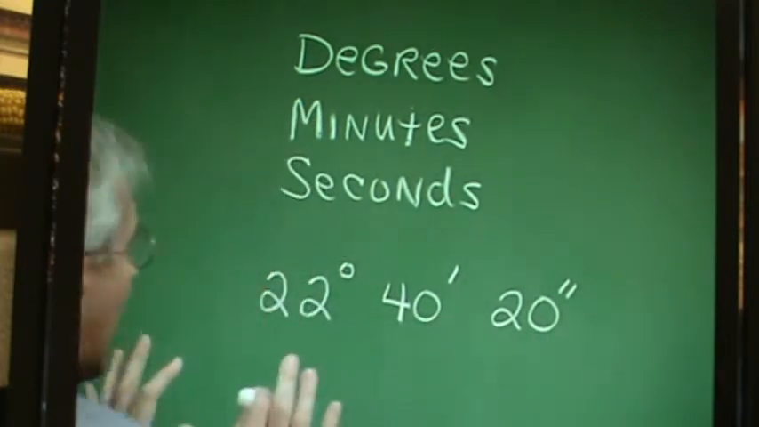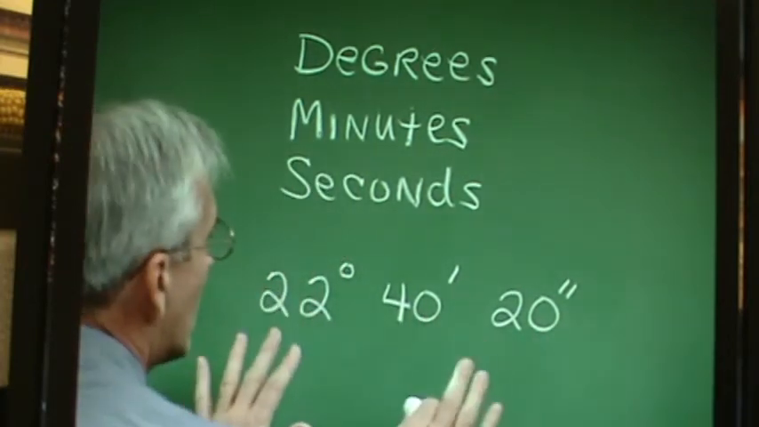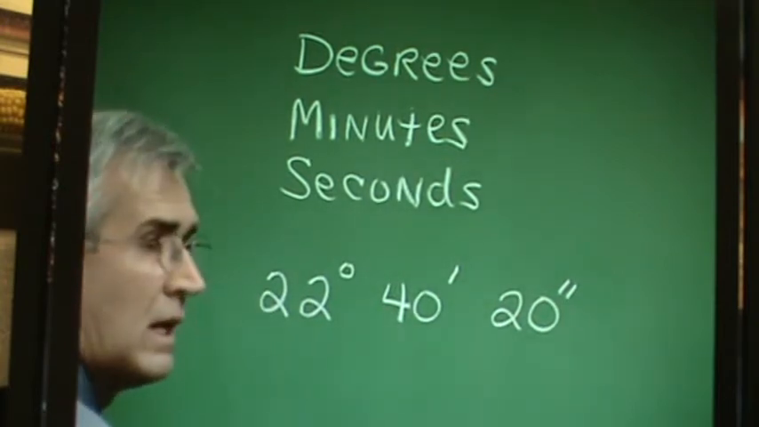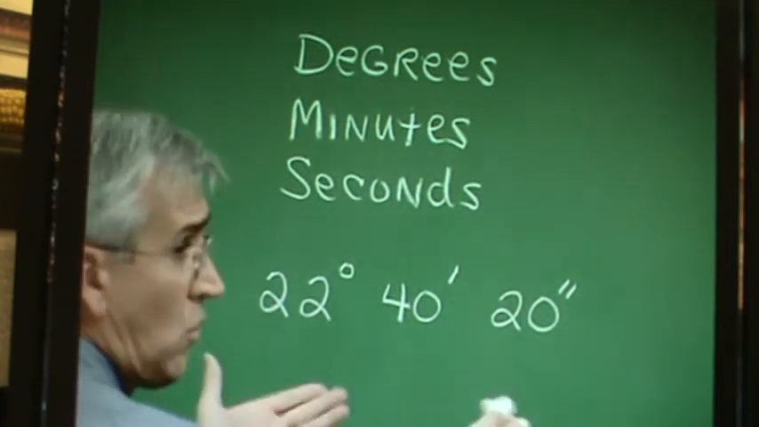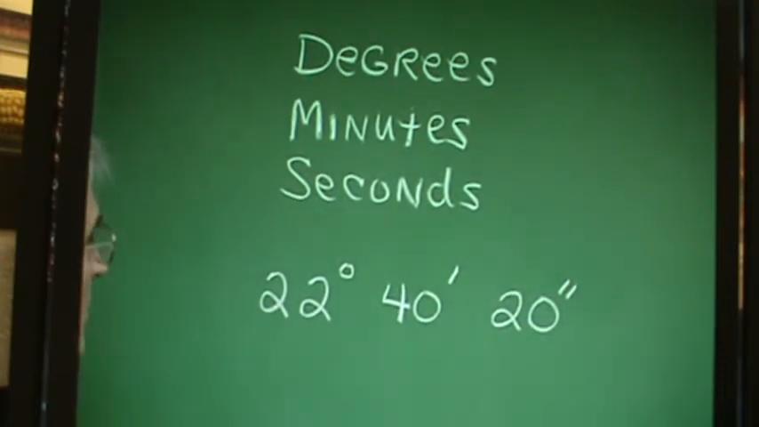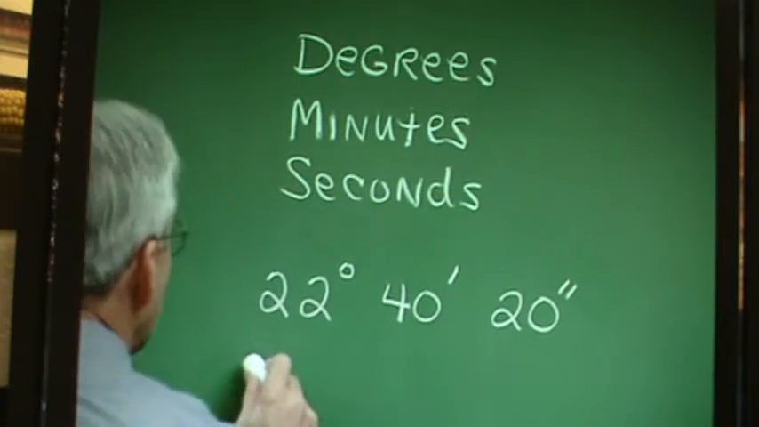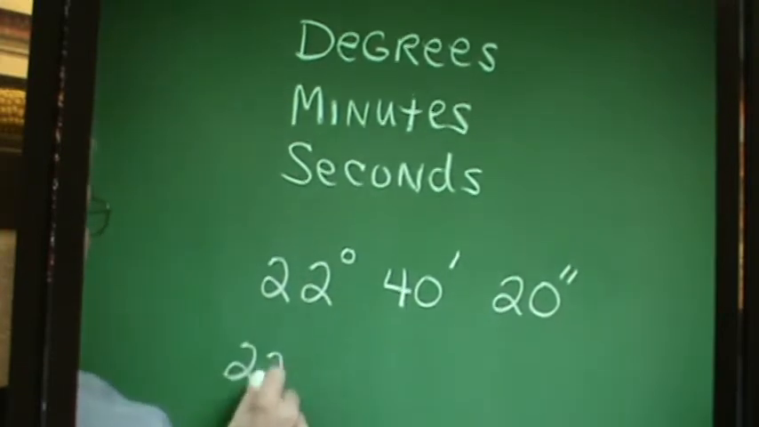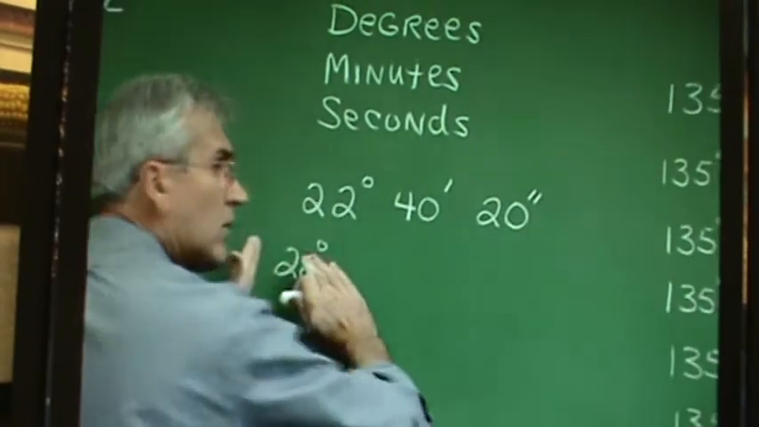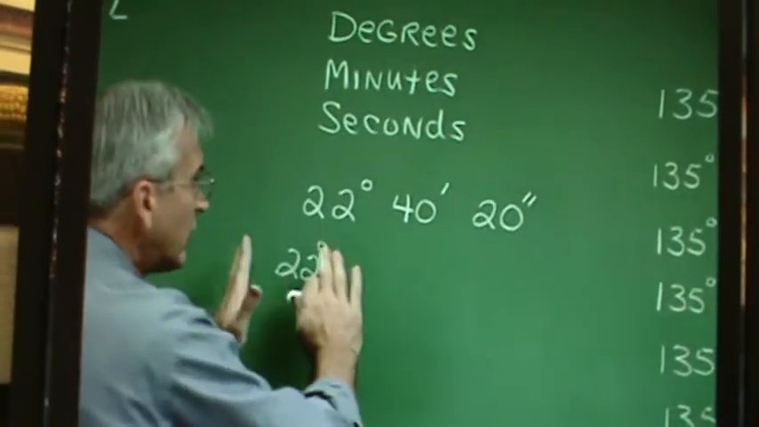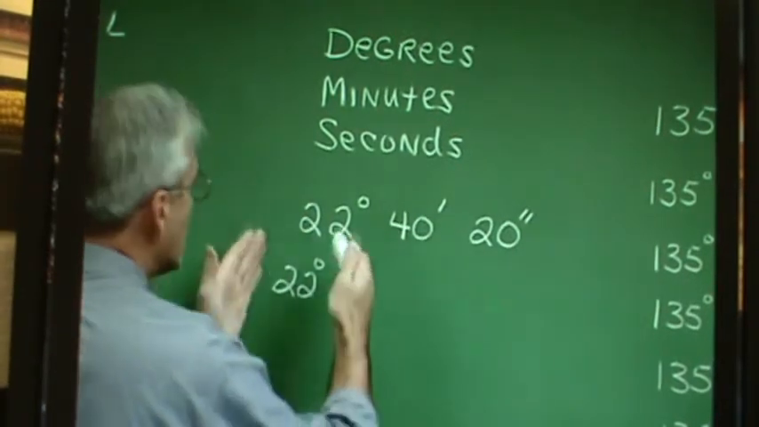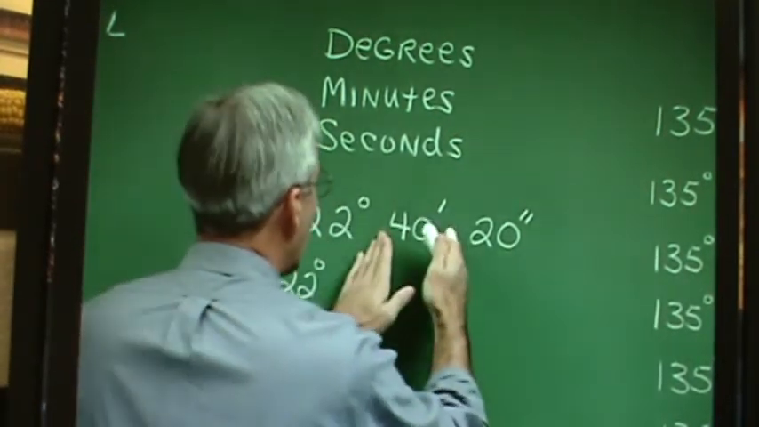Now, when we're actually using this information, a lot of times we have to convert this into decimal form. And then sometimes we want to take a decimal form and convert into degrees, minutes, and seconds. Well, let's go through both of those calculations. We have 22 degrees here, and in changing this to a decimal form, think about rewriting this as some number of degrees.